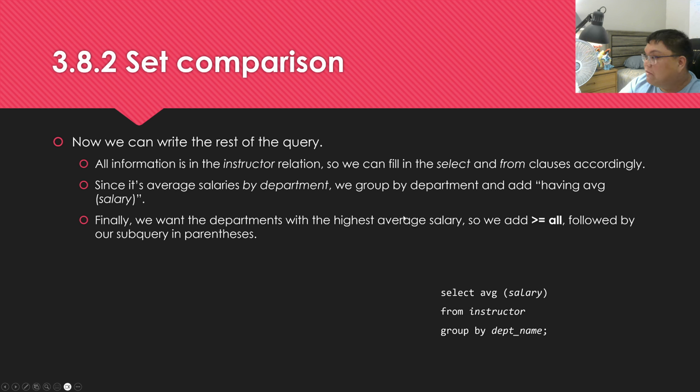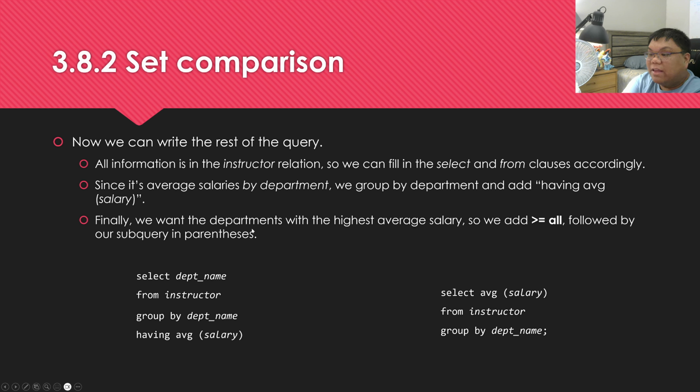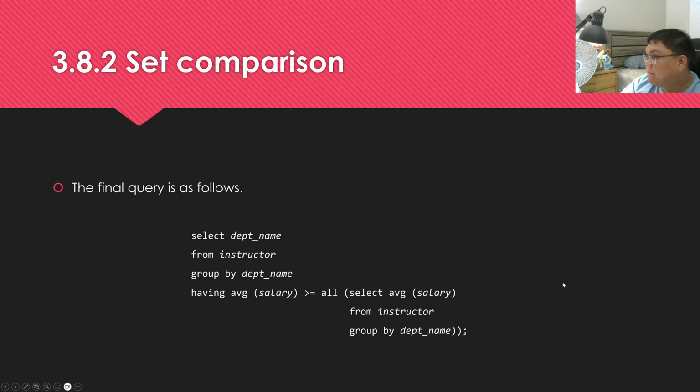All information is in the instructor relation, so we can fill in the select and from clause as select department name from instructor. Since it's average salaries by department, we group by department name and add having average salary. Finally, we want the departments with the highest average salary, so we add greater than or equal to all, followed by our subquery. So, having average salary greater than or equal to all, subquery. And this is our final query here.